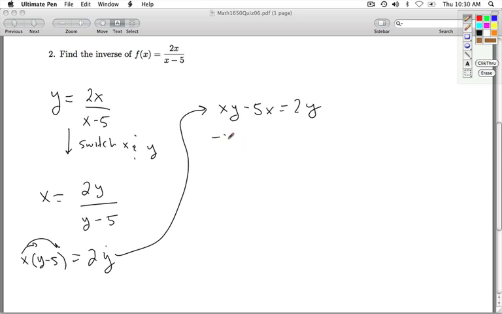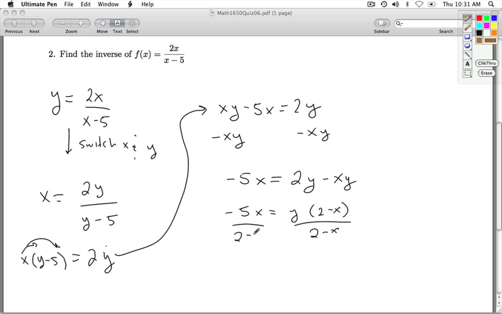One way is to subtract the xy off both sides. And so I get negative 5x on the left-hand side is equal to 2y minus xy on the right-hand side. And I have a y in common. I can factor out the y. So the coefficient of y on the right-hand side is 2 minus x.